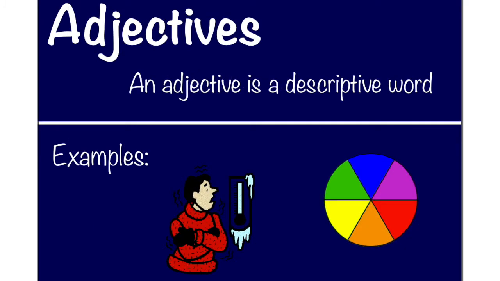This is the last informational slide the teacher will go over. It is on adjectives. The teacher first will explain what an adjective is, give the definition, and then go into the examples, such as temperature. When someone is feeling cold, that's an adjective. They're describing their feelings. And colors can also be adjectives. If something is red, then you're describing a quality of that object, or if something is blue, you're describing it also.